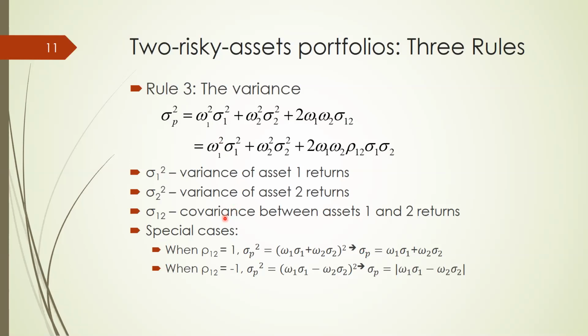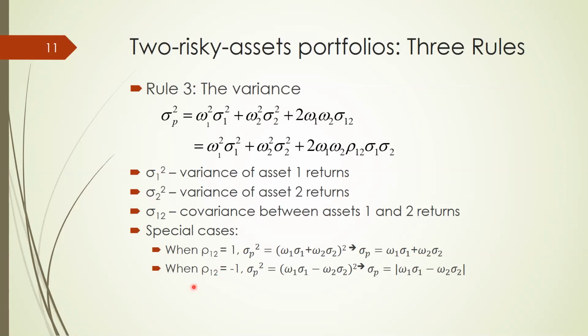So with special cases here, if the correlation coefficient between the two assets is 1, we can rewrite the equation into sigma p squared equal to omega-1 sigma 1 plus omega-2 sigma 2, the whole thing squared. That implies that when the correlation coefficient is equal to 1, the standard deviation of the portfolio is a weighted average of the two standard deviations, so there is no diversification effect.